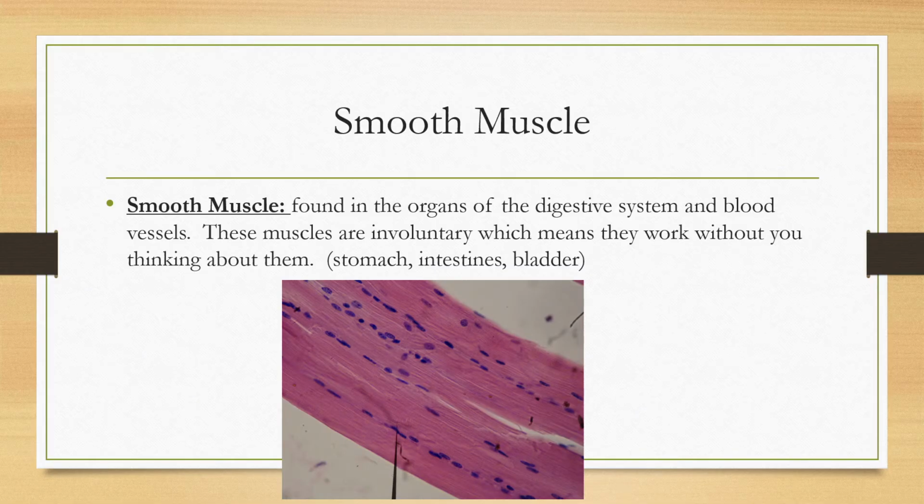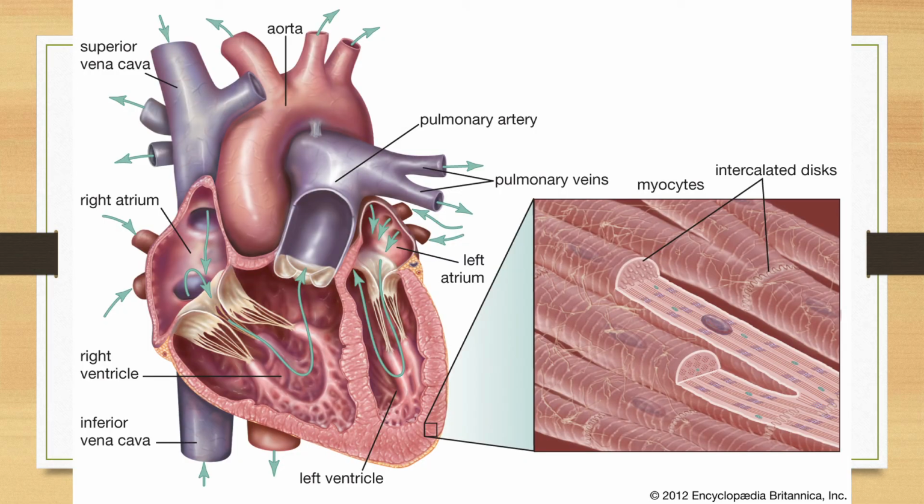So you have your involuntary muscles. You have your smooth muscles. These are found in the organs of the digestive system and blood vessels. These muscles are involuntary, which means they work without you thinking about them, just like we talked about, and they are smooth. And your cardiac muscle: these are muscles found in the heart, and they are involuntary as well.